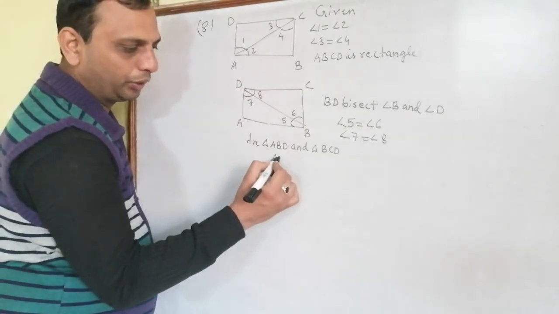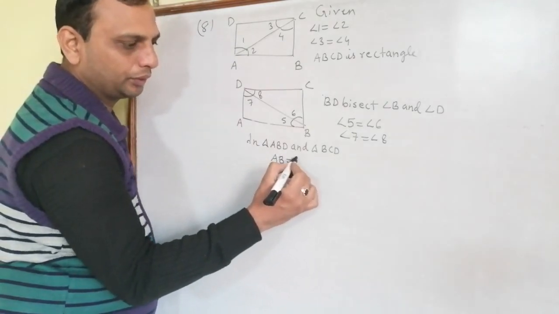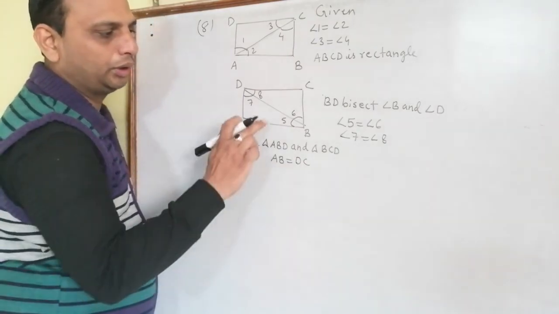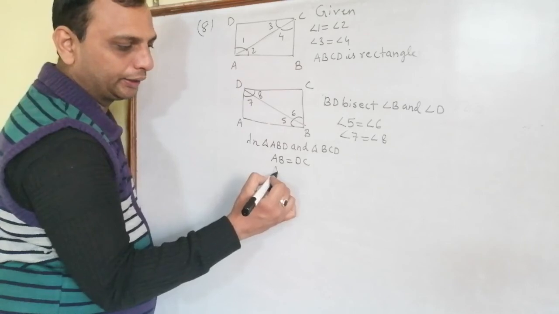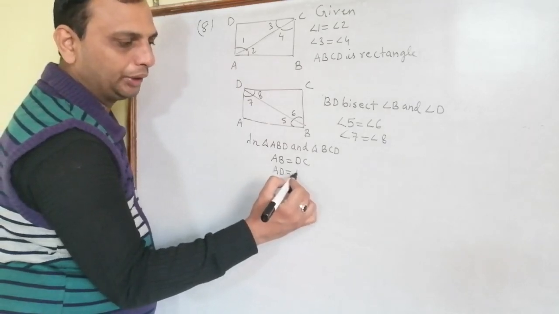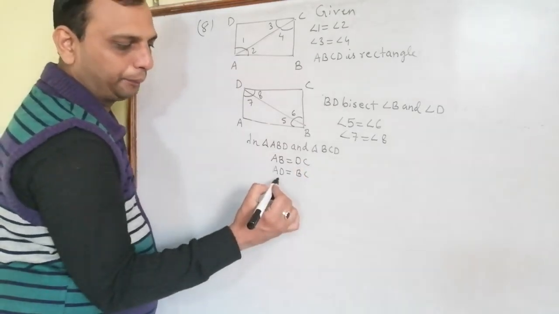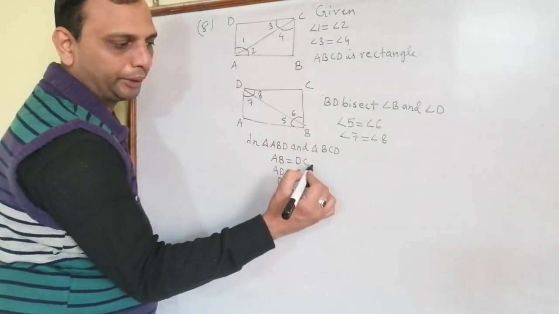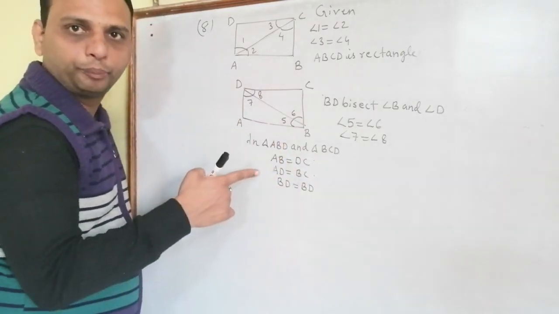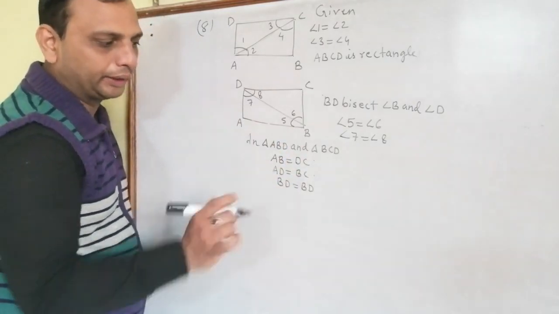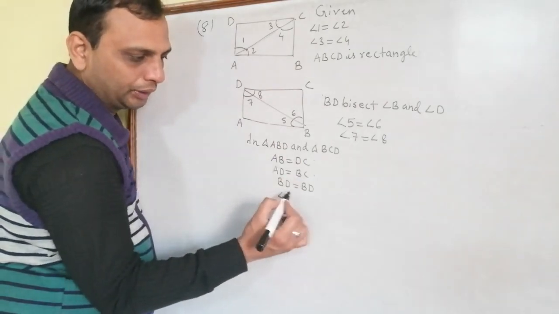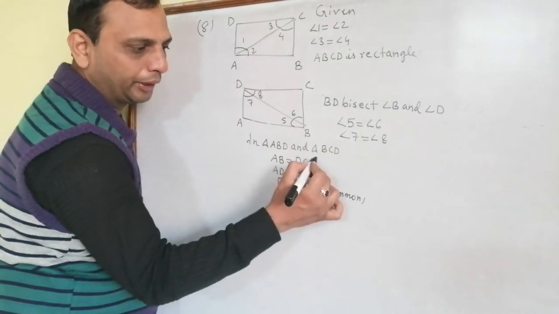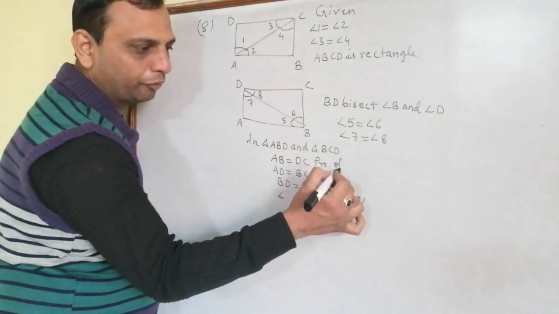Now AB is equal to what? DC. Because opposite sides of a rectangle are equal, and it is a square also, we proved. AD equal to BC, this also we got, and BD common. It is a property of square also, property of rectangle also, because just now we proved it is a rectangle, so square also, and rectangle is given, so that means this is the common part. You can write here property of rectangle or square. Property of rectangle.